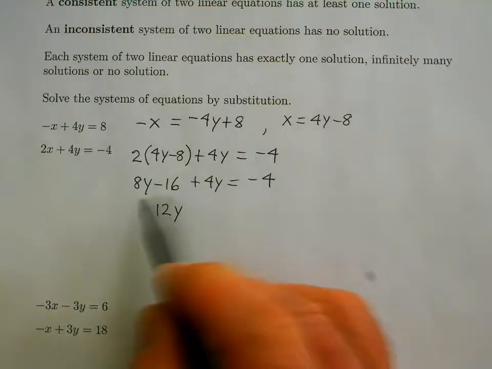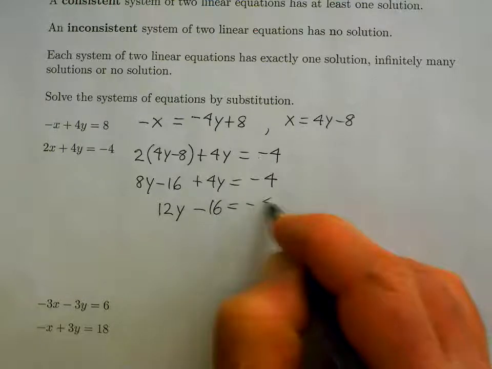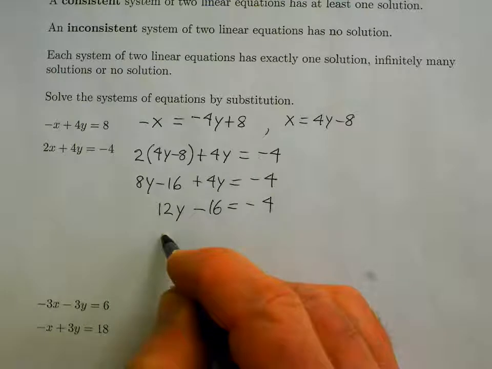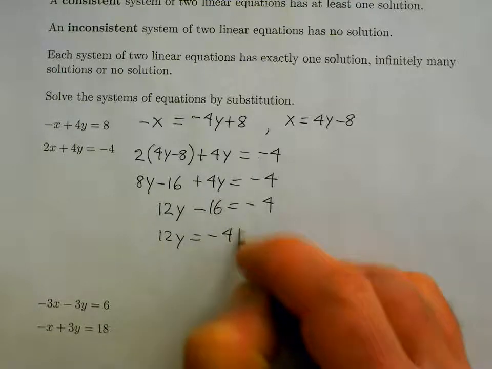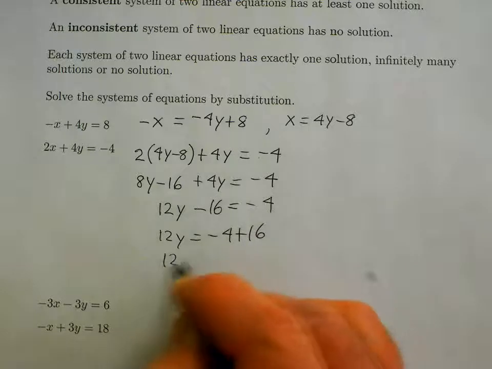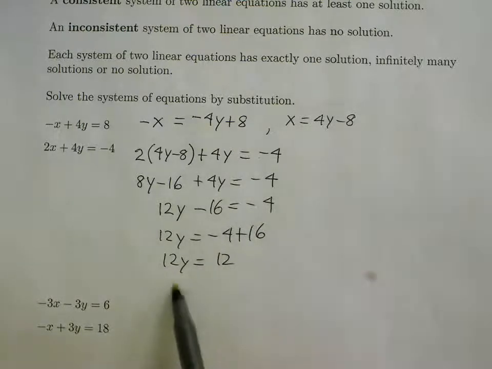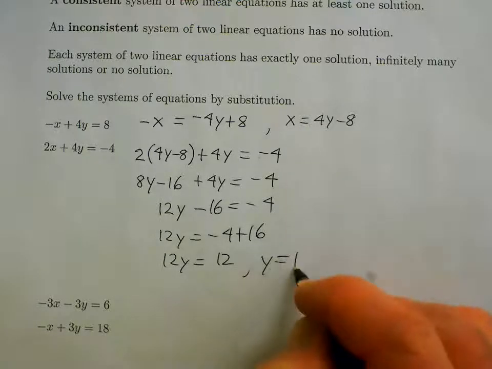So if I just write 12y minus 16, and now we can add 16 to both sides. So we get 12y equals negative 4 plus 16, so 12y equals 12. And then divide both sides by 12, we get y equals 1.